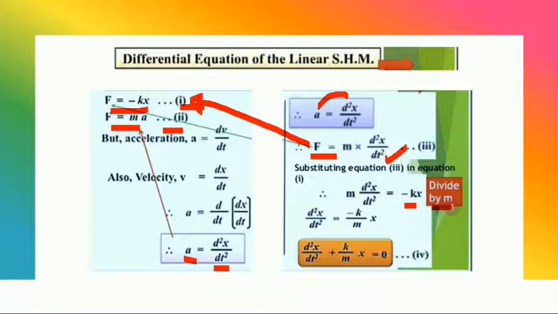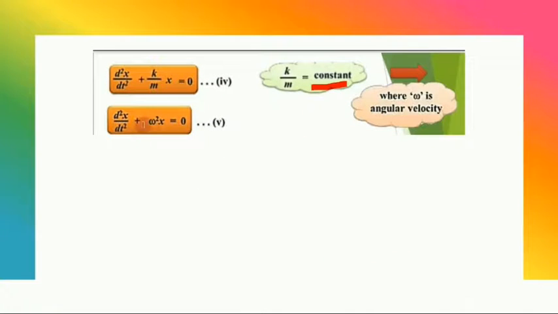Now dividing both sides by m, we get d2x by dt square is equal to minus k divided by m into x. Now taking this term to the left hand side, we get d2x by dt square plus k by m x is equal to 0. So we are going to put k upon m is equal to omega square. In place of this constant, we put omega square, where omega is the angular velocity.